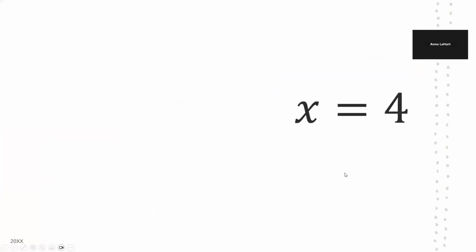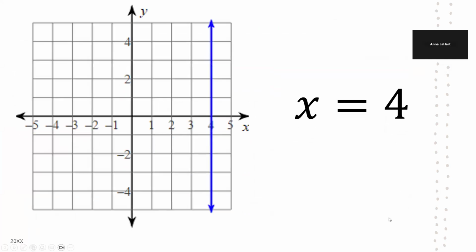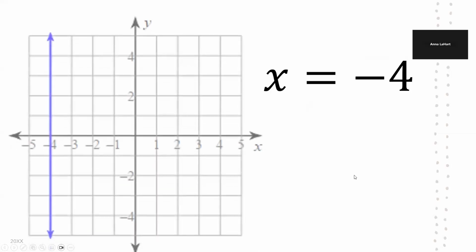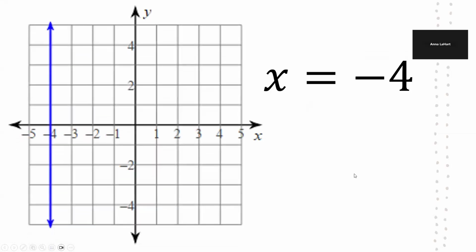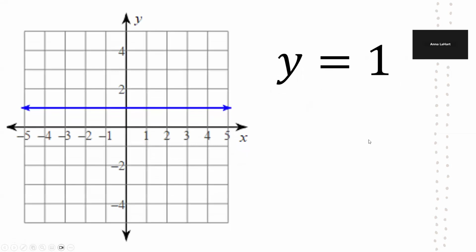All right, next one, here we go. X equal 4 in 3, 2, 1. X equal 4. And then we got x equal -4 in 3, 2, 1. Do you have that? And then we got y equals +1 in 3, 2, 1. Boom.